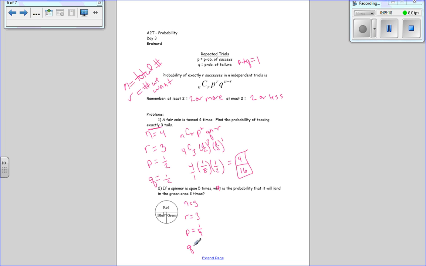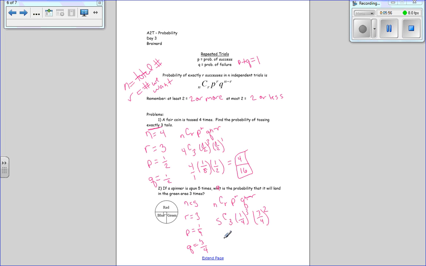And Q is the probability it does not land in green, which is 3/4. So it's N C R, P to the R, Q to the N minus R. So N is 5, C 3, P is 1/4 to the R, which is 3, times 3/4 to the N minus R, so 5 minus 3 is 2. Or I can look at it as these two have to add up to 5. And then I figure it out.